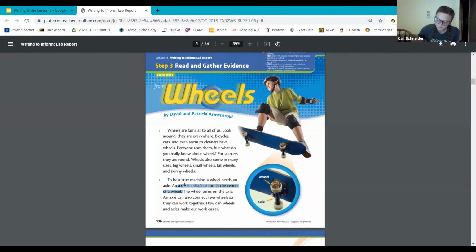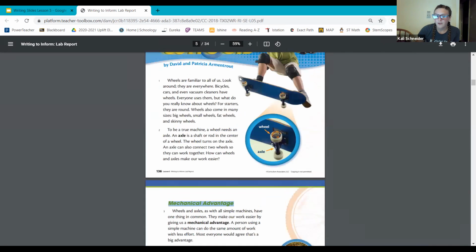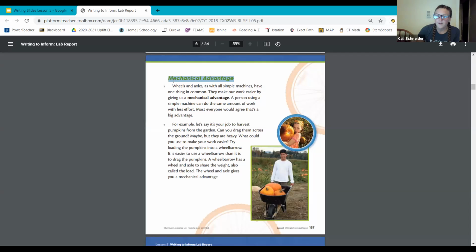All right, so let's go ahead and we're going to turn the page to page 137 to read on. Ooh, this is another subheading, right? So before we learned about the axles and stuff, now we have the first subheading about mechanical advantages. That's a big word. All right, let's read more about that.